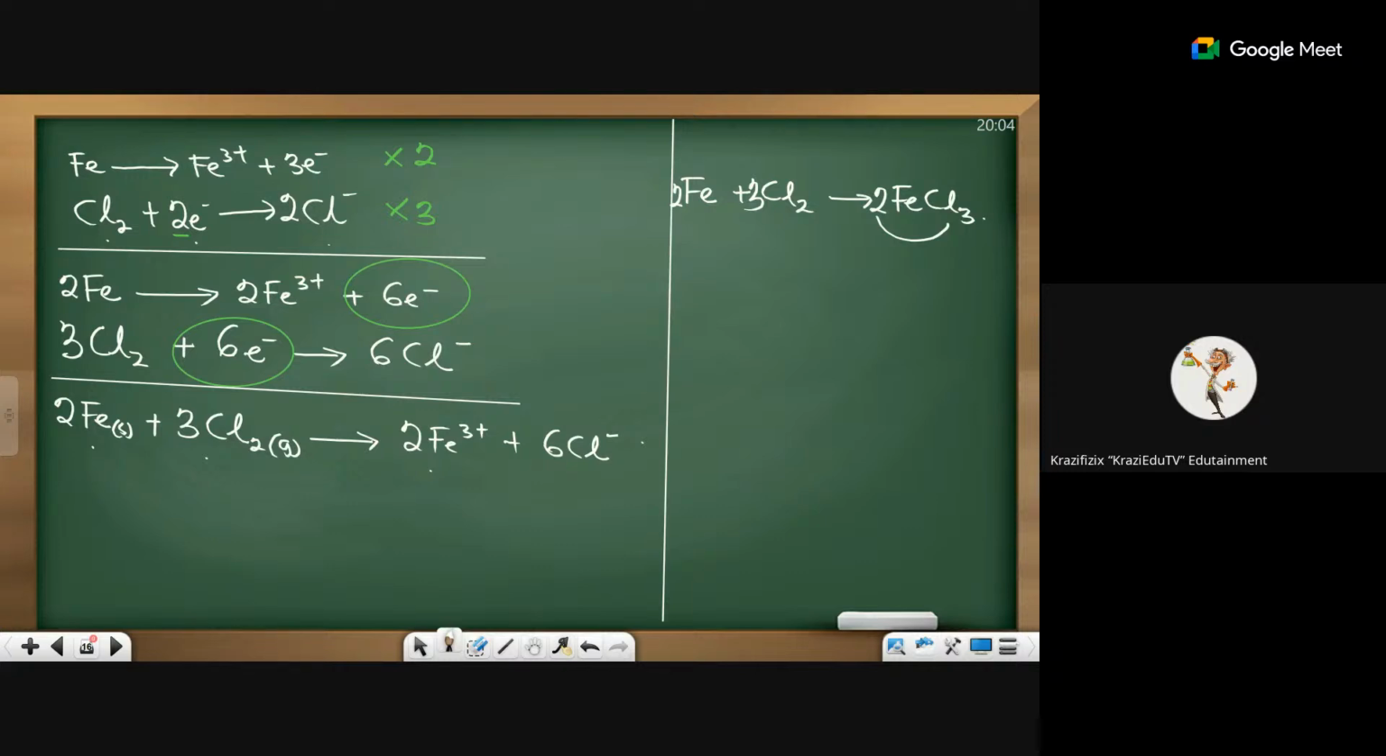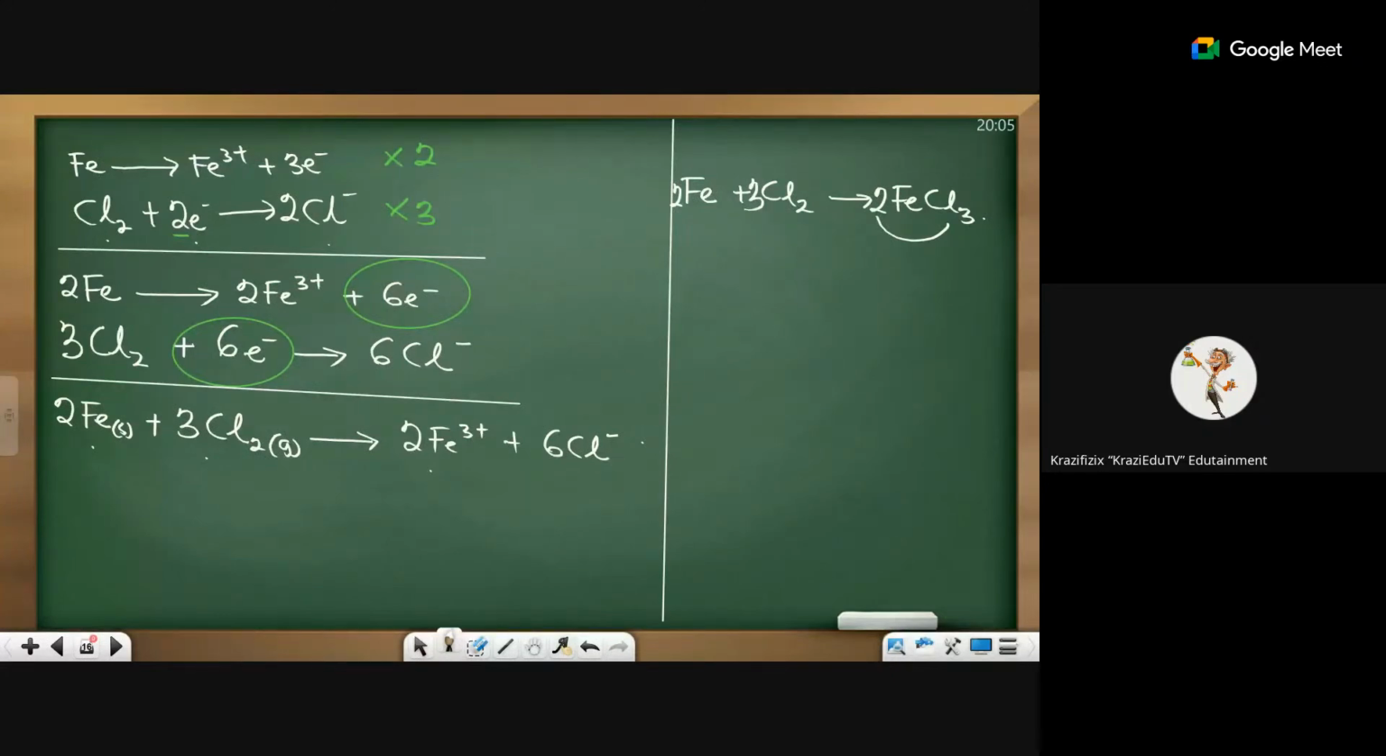Both oxidation and reduction must occur simultaneously. Hence, we call it redox. Redox means reduction and oxidation. So both of them must occur at the same time. Guys, this is how to balance.